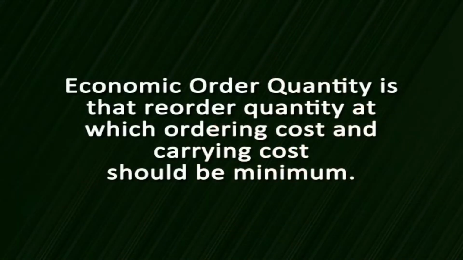These are known as ordering cost and inventory cost. Since these costs form part of the total cost of inventory, they need to be minimum. So we can say that economic order quantity is that reorder quantity at which ordering cost and carrying cost should be minimum. That means that at this ordering level, the carrying cost and ordering cost come equal.